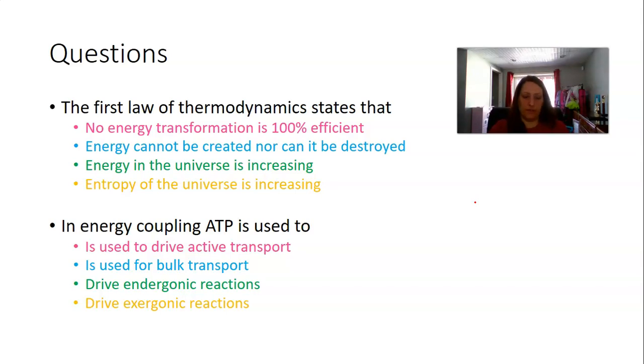Okay, so first question. The first law of thermodynamics states that, pink, no energy transformation is 100% efficient. Blue, energy cannot be created, nor can it be destroyed. Green, energy in the universe is increasing. Or yellow, entropy of the universe is increasing. So which of these describes the first law of thermodynamics? And again, you're going to try not to look back.